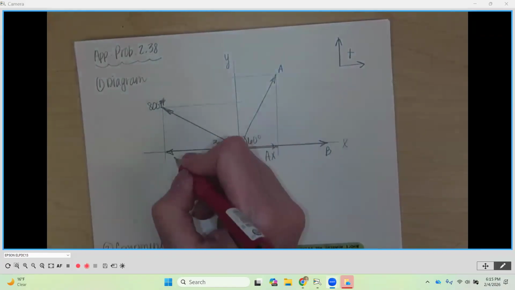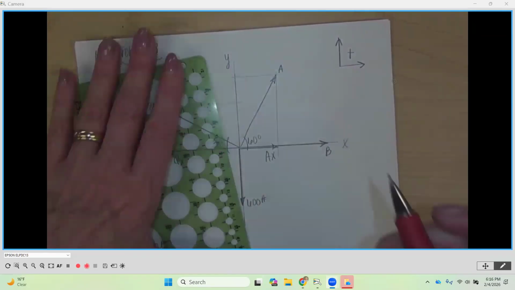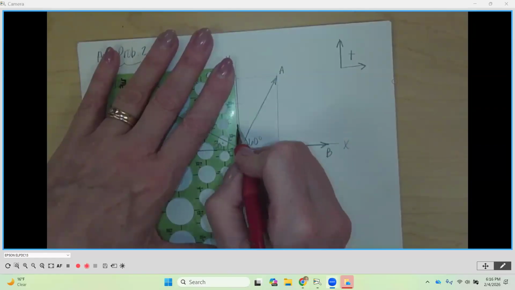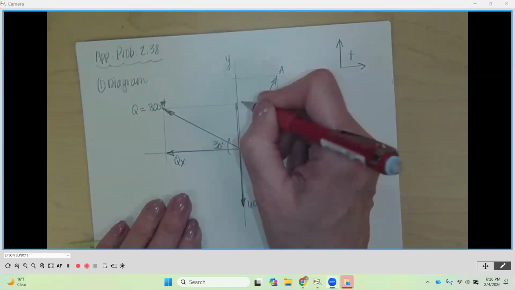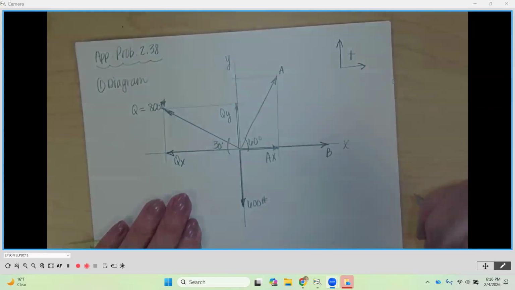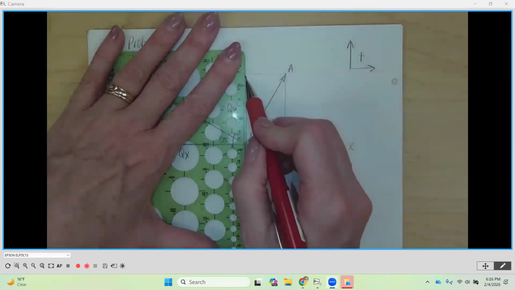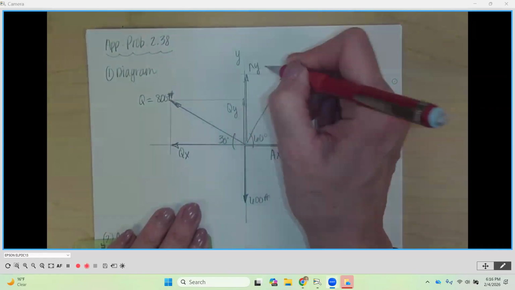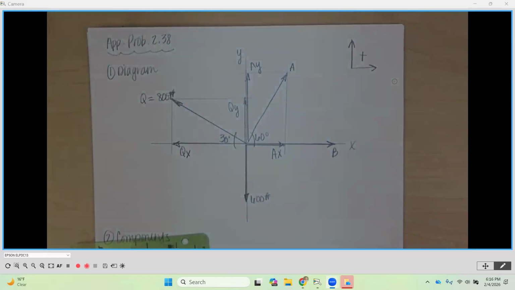Oh, I guess I do have to, I'll call this QX. So I will say Q is equal to, yeah, I needed it for the X and Y components. So I could call them QX and QY. So you should have an AX and AY and a QX and a QY, all lying on the X and Y axes. Remember, we're not floating any components.